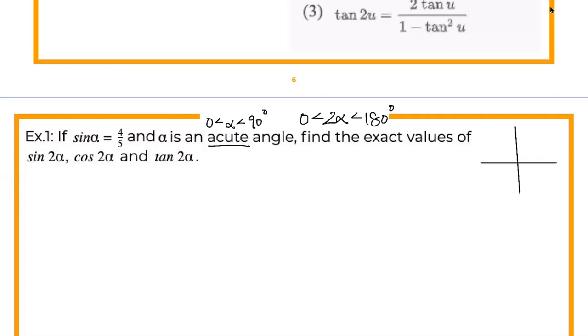Okay, so in the first quadrant, is sine positive or negative? All are positive. They're all positive. Good, because if you think about the x values and the y values, the x and y values are all positive in quadrant number 1.